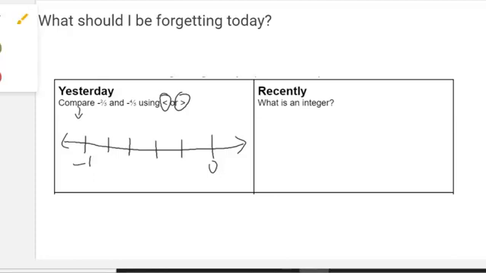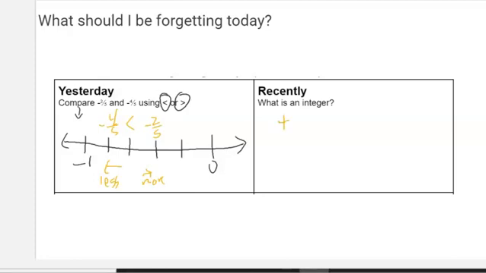Negative 2/5 is here, and negative 4/5 is here. Negative 4/5 is farther to the left, and things to the left are less, and things to the right are more. So in this case, we would say negative 4/5 is less than negative 2/5. So check that one, it should be there.